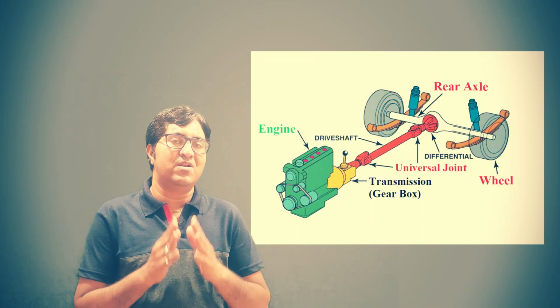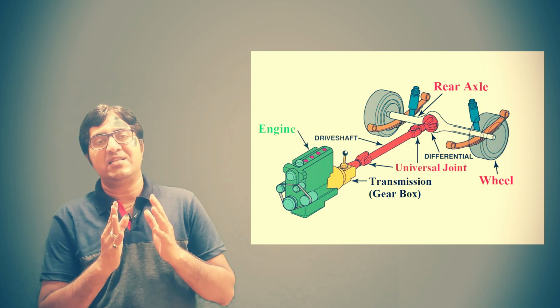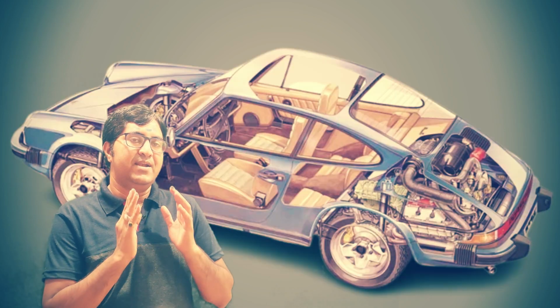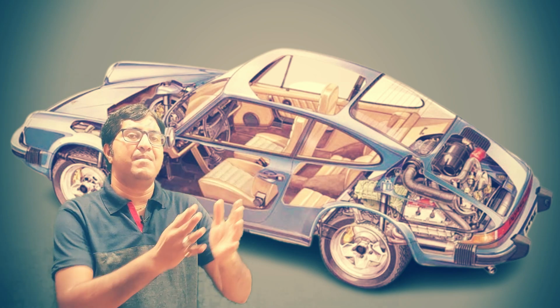In this video lecture, we will discuss the working principle of front engine rear wheel drive. In rear wheel drive, we can transmit the power by two methods. The first is to transfer the power directly to the rear axle if your engine is mounted at the back.